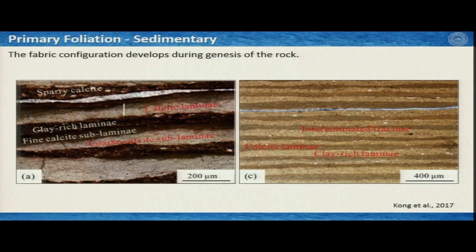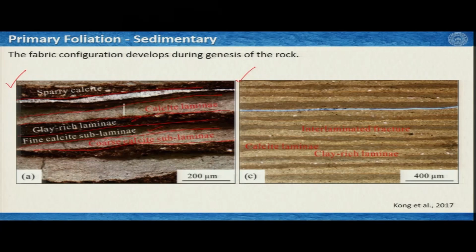You can also see sedimentary foliation under thin sections, as I have shown here in this slide. I took these two images from a very good paper by Kong et al., published in 2017. In this first image, you can see alternating dark and white layers. The top part, as the authors have defined, is sparry calcite, and then here is some sort of calcite lamina, and then this dark layer the authors have divided into two different layers. The top layer is clay rich lamina, the second is fine calcitic sublamina, and this layer is coarse calcite sublamina. So, the grain size is also varying, and at the same time the compositions vary in defining the primary foliation in this sedimentary rock.